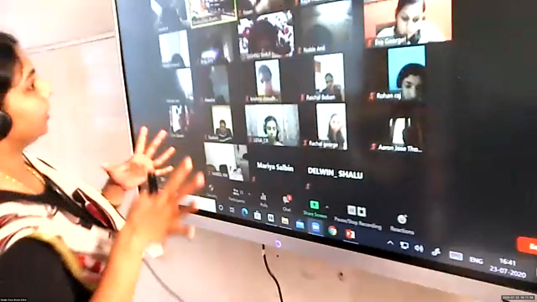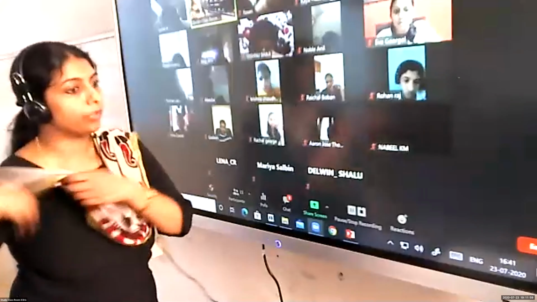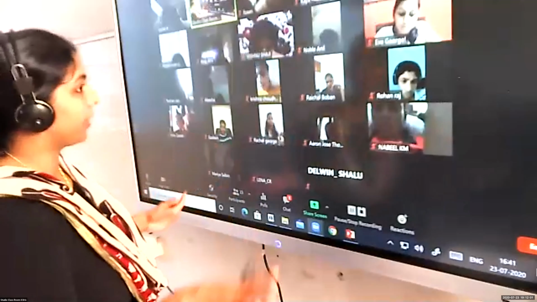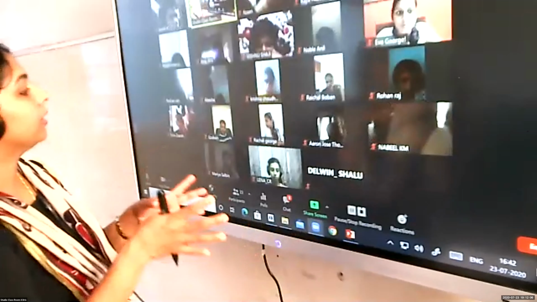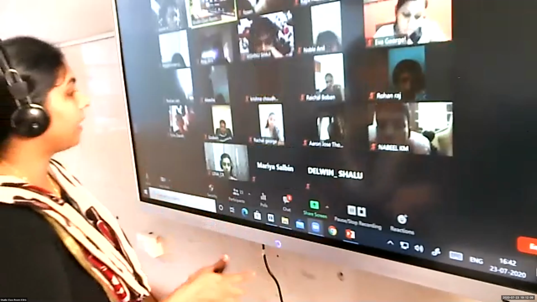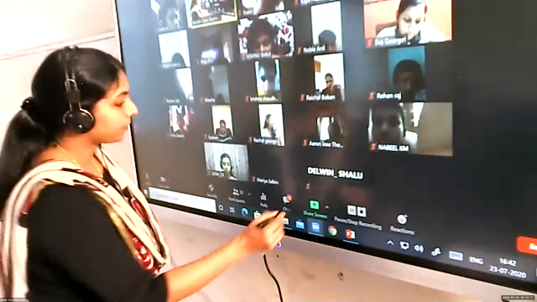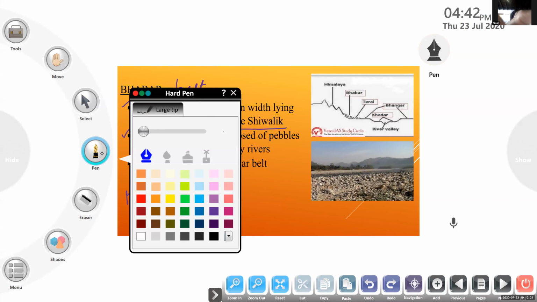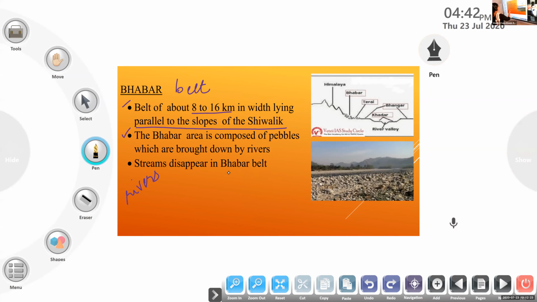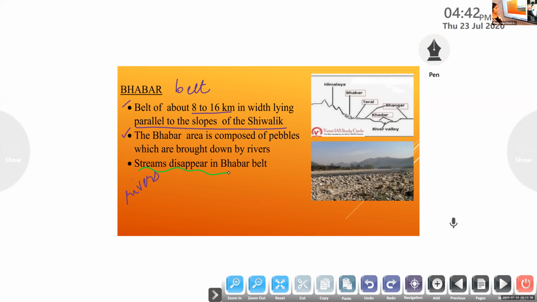When we watch the first one, the Bhabar Belt, we feel there is no water and no rivers. But the river is flowing there; we cannot see the water because of the pebbles and rocks. That's why we have one sentence: streams disappear. Does it mean rivers are not there? Is the Bhabar Belt or Bhabar region clear?